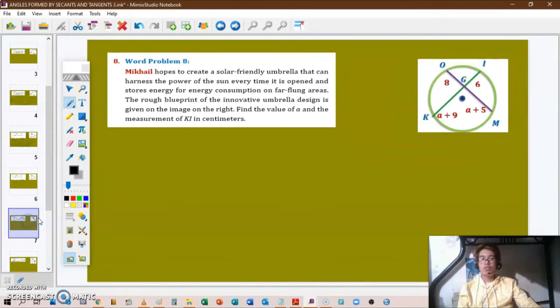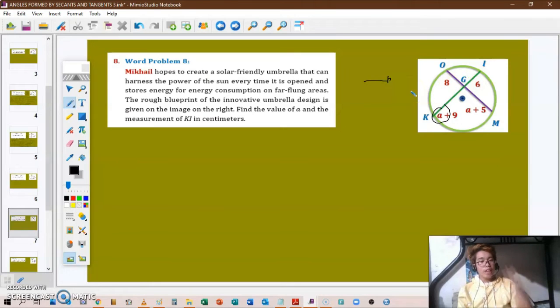Okay, so moving forward, we have here number 8. Mikhail hopes to create a solar-friendly umbrella. Okay, wow, that can harness the power of the sun every time it is opened and stores energy for energy consumption on far-flung areas. Okay, so that's a very nice invention in the future. So the rough blueprint of the innovative umbrella design is given on the image on the right. Find the value of A. We need to solve the value of this one, and the measurement of side KI.